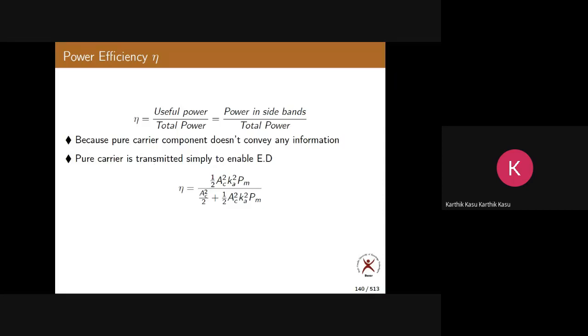Obviously, you are transmitting something that does not contain any useful information. Obviously, that is wasting our power, isn't it? So there is a trade-off. In AM you get a poor power efficiency, but we have a very simple demodulation. Are you with me? So let us see what the power efficiency is. I'll explain very clearly what poor power efficiency means.